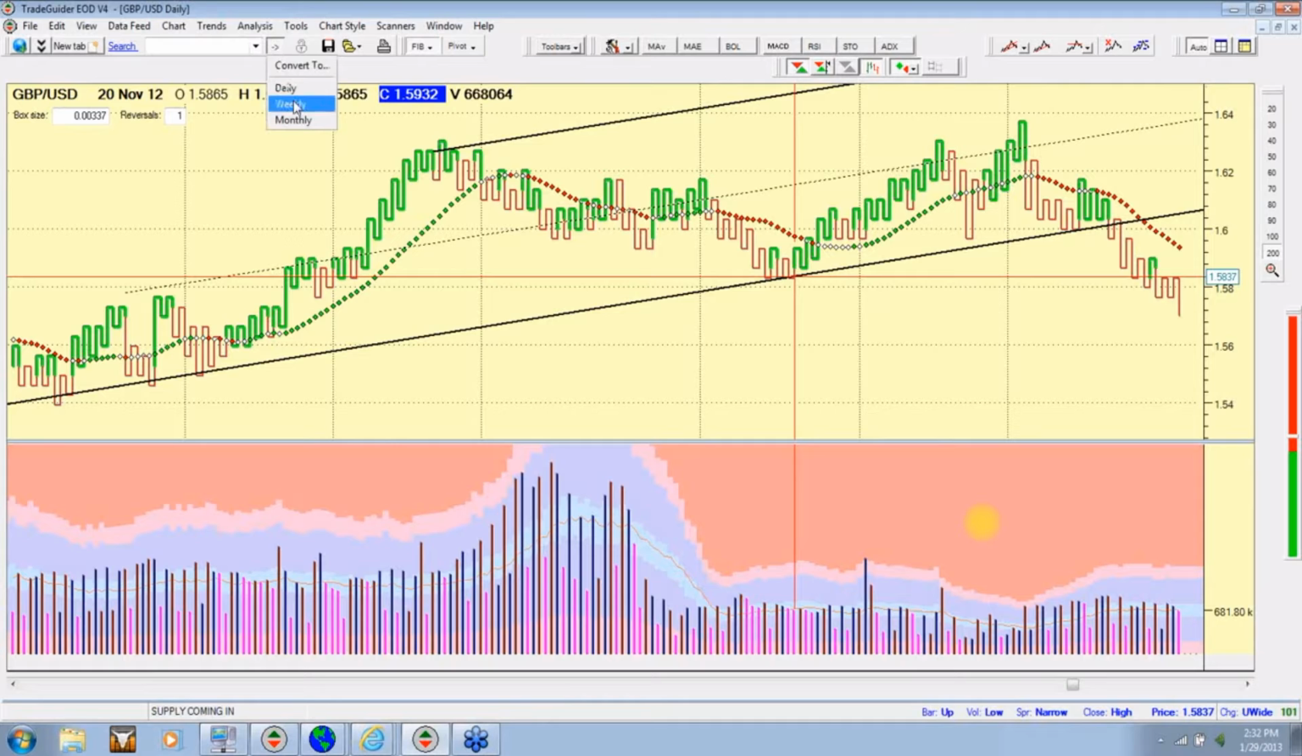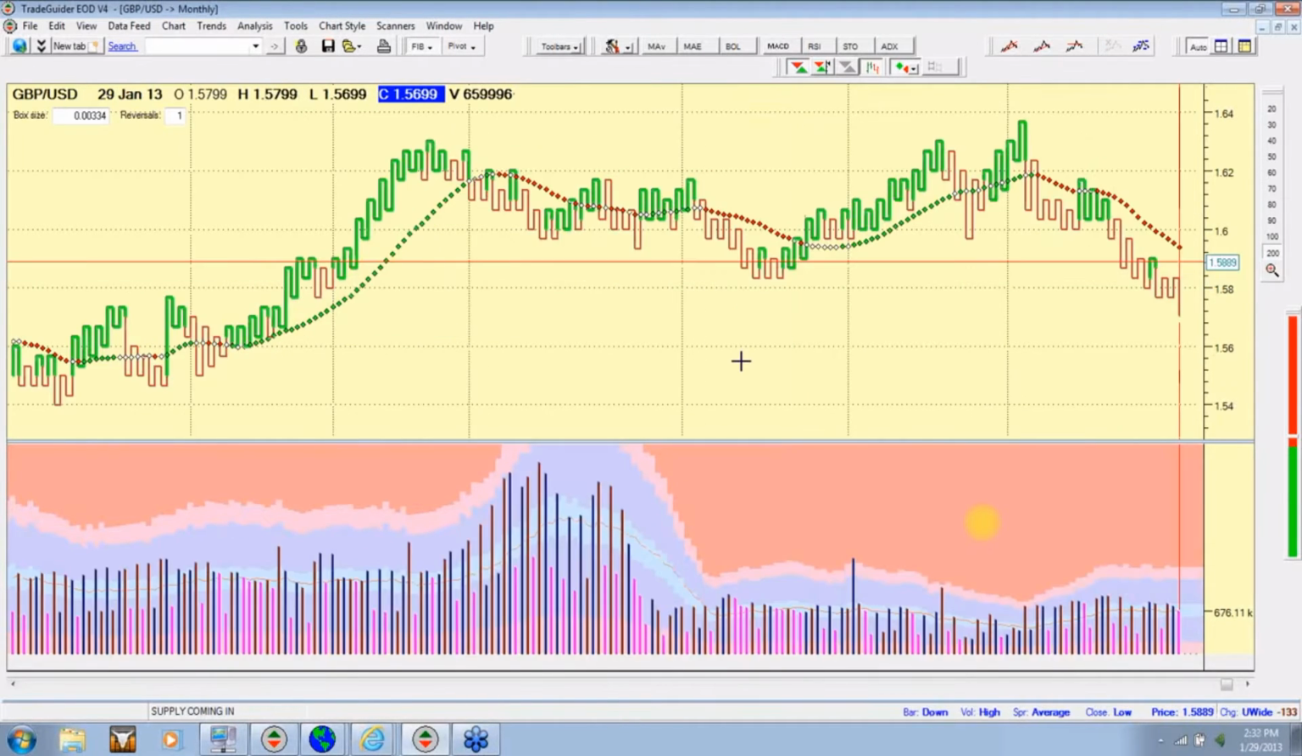If we convert this to the monthly chart, what you'll now see is a very interesting shape going on. And I call this the mushroom. Now, again, I've written about it in my book, so there's no big secret here.